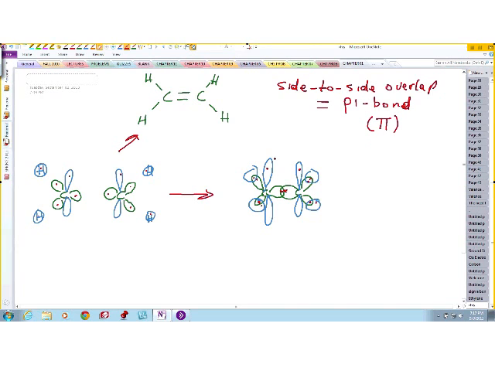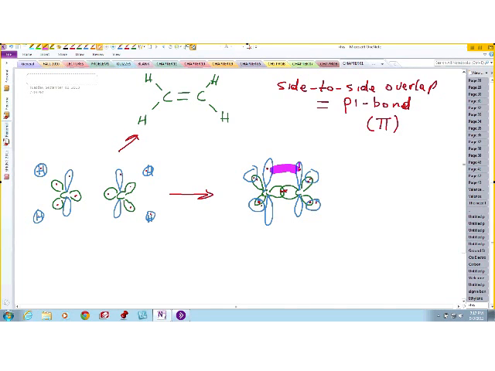I'll use the Greek symbol pi. So now what happens, let me use a color pen. This here overlaps with this. It's a side-to-side overlap, all the way down. And that is the way they share those 2 electrons. But the side-to-side overlap, which we call a pi bond, is not as strong as the sigma bond. The sigma bond is the stronger bond. The pi-to-pi overlap is weaker.